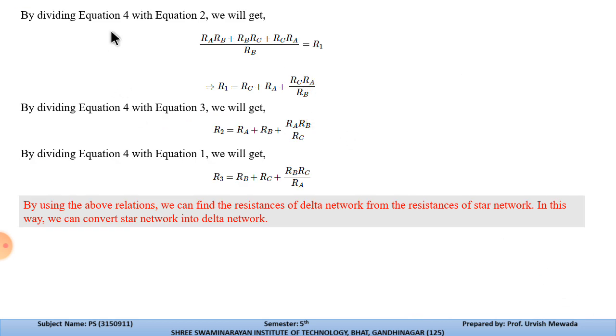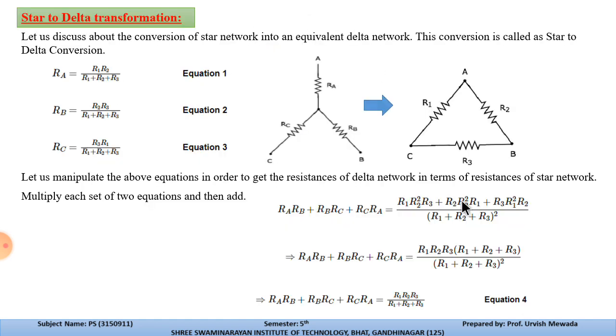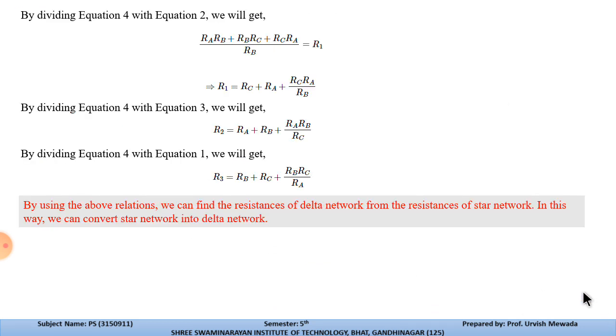Now we divide equation number 4, the previous equation, by the second equation. So our equation for R1 will become RARB plus RBRC plus RCRA divided by RB, and the final equation for R1 is equal to RA plus RC plus RA into RC divided by RB. Similarly we can write the equations for R2 as well as R3.